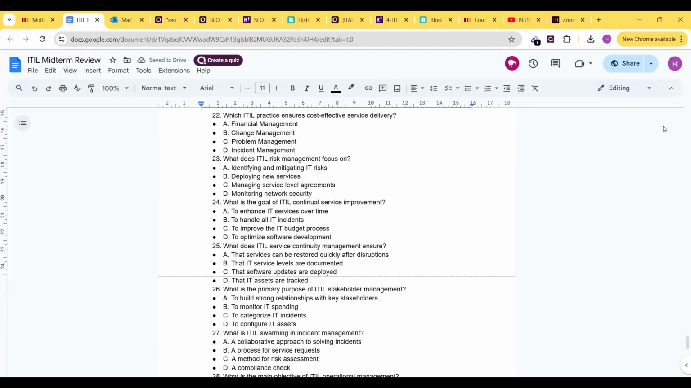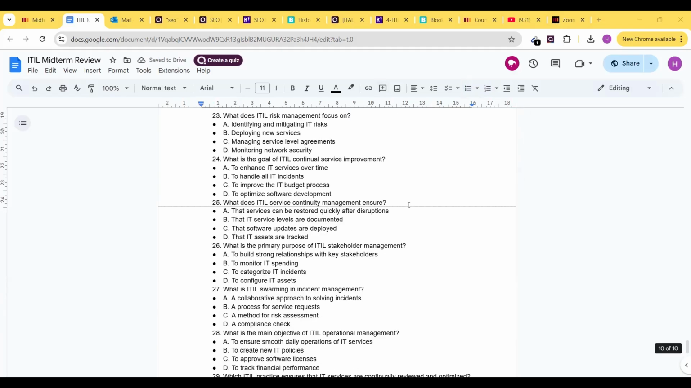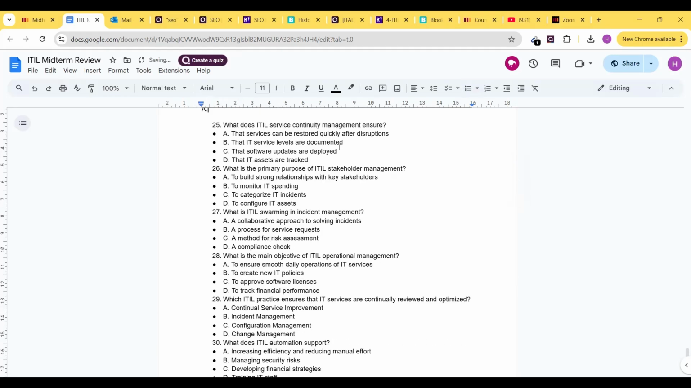Which ITIL practice ensures cost-effective service delivery? Yeah, financial management. What does ITIL risk management focus on? Yes, identifying and mitigating IT risks. What is the goal of ITIL continuous service improvement? Yes, to enhance IT services over time.